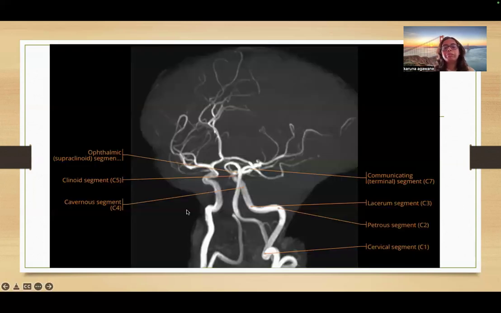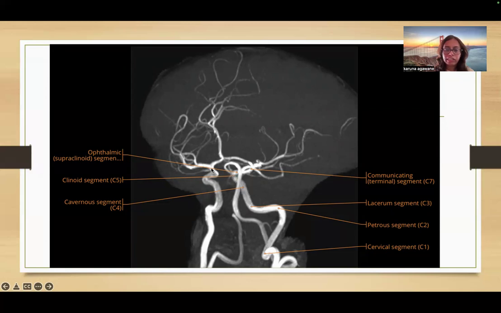This is an MIP image of MRI TOF angiography, where we can see the segments clearly. Up to this level is the cervical segment. Then in the petrous bone, it has an ascending component. Then this is the genu and the horizontal component. Then at the level of the foramen lacerum, it is known as the lacerum segment. Then it enters the cavernous sinus, forming the cavernous segment. Then at the level of the clinoid, it is called the clinoid segment.